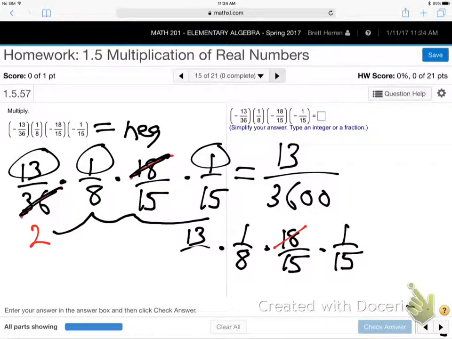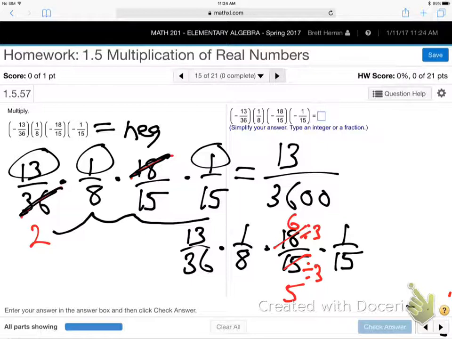Yeah, the 18. Let me do that. There's a million ways. How about I just do the 18 and 15? That's right. So, what goes into 18 and 15? 3, huh? Divide them both by 3. In other words, you don't have to write the divide by 3. That leaves 6 and leaves 5.